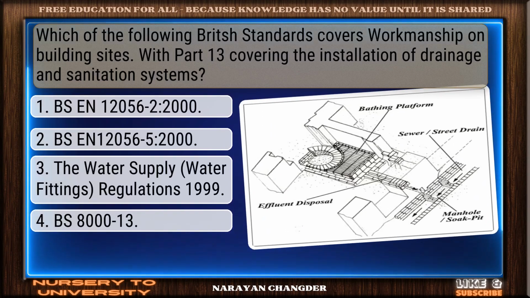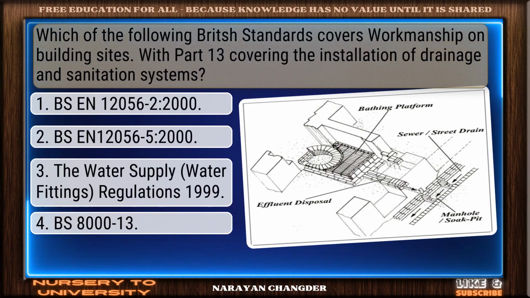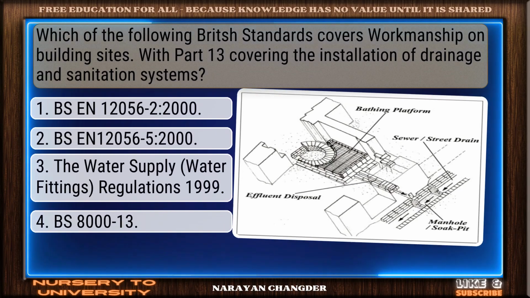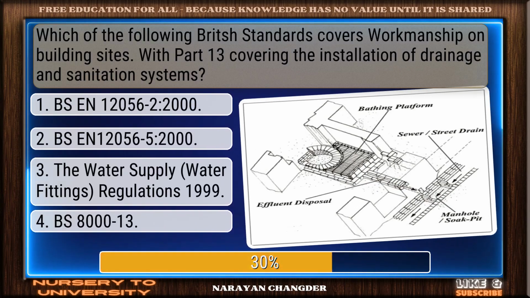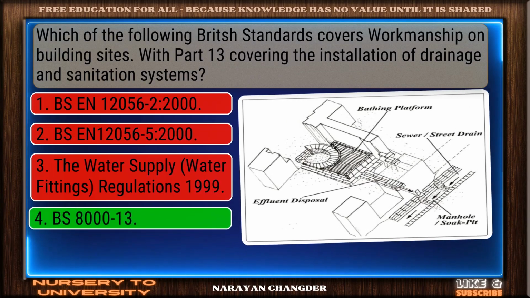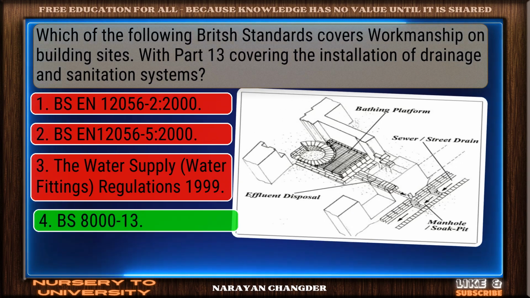Which of the following British standards covers workmanship on building sites, with Part 13 covering the installation of drainage and sanitation systems? Smart move. BS 8013 is an accurate answer.